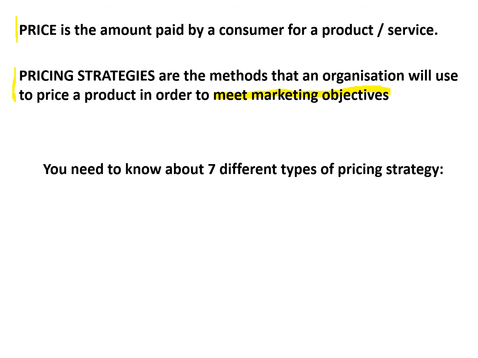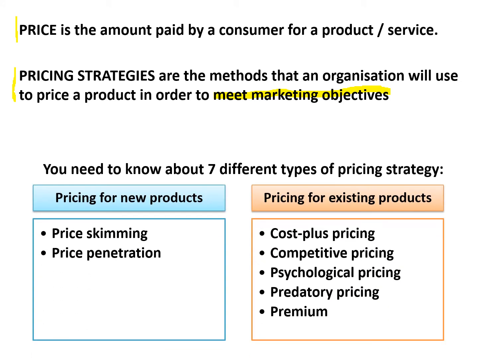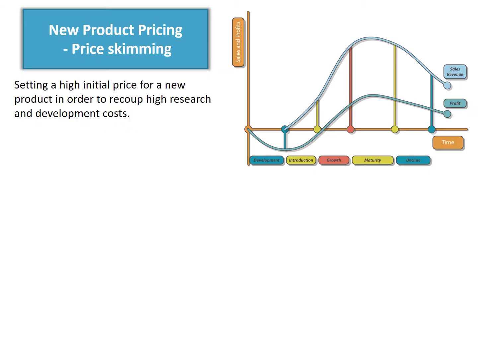Now we need to know about 7 different types of pricing strategy. 2 are associated with new products and the other 5 are normally associated with existing products. And in this video we're going to look at our 2 on the left hand side. So let's start off with price skimming.